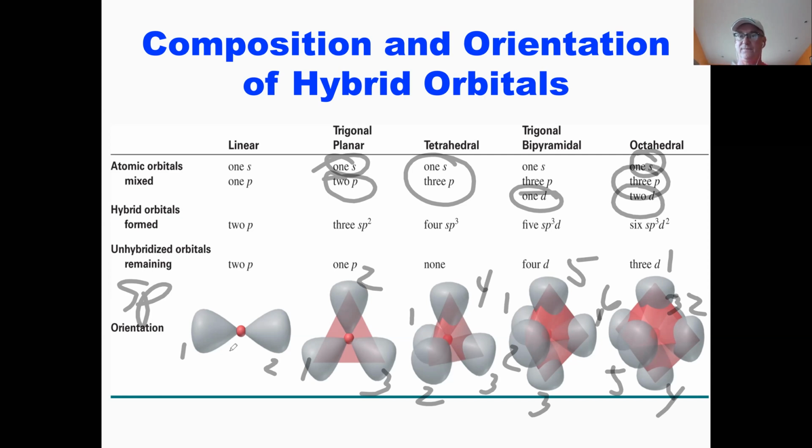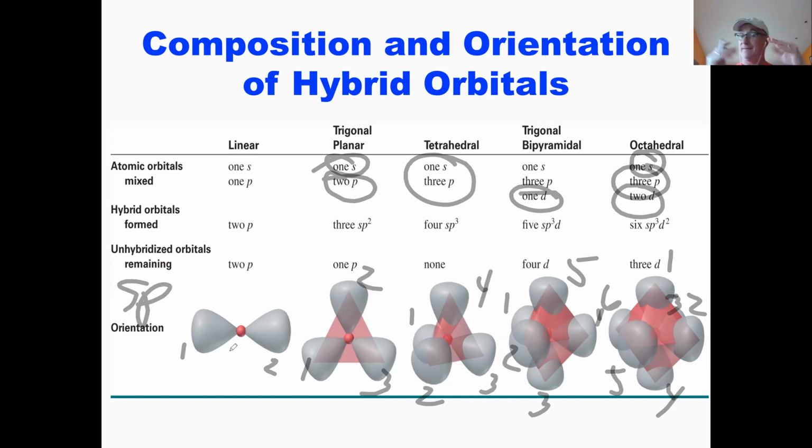Okay? So, yes, go ahead. There's an error here. Where's that? Where I can draw. The second line, for the linear hybrid orbitals formed, it says 2p instead of 2sp. Oh, you're right. Yeah, okay. I'll change that. Yeah, it should say 2sp. Right. Okay.